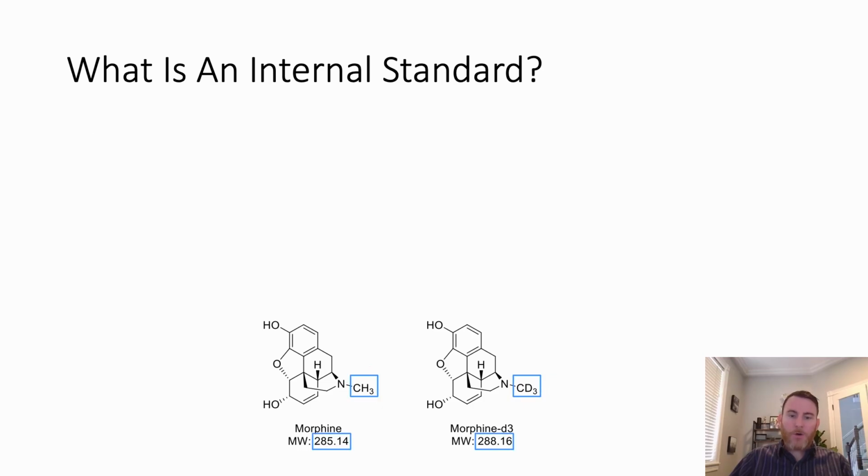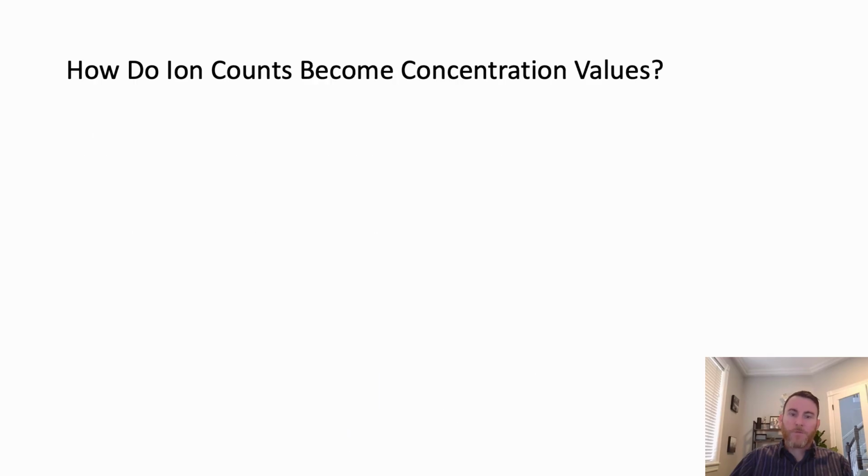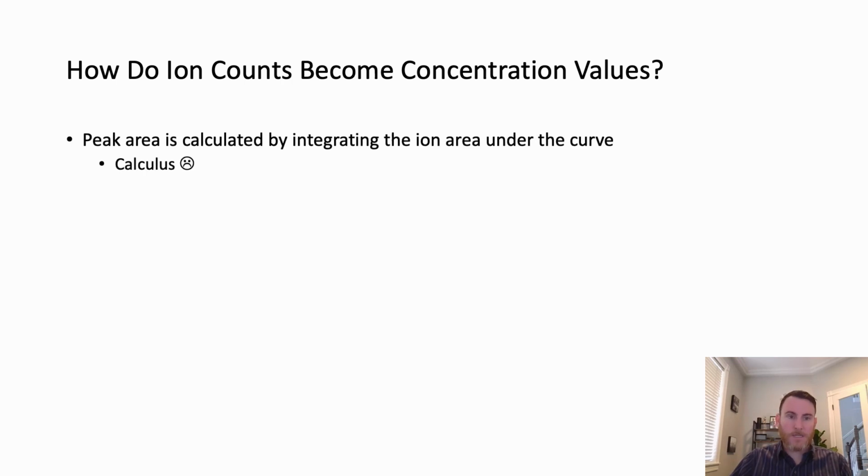So let's talk about when we think about these two different masses, we have to ask the question, how do ion counts become concentration values? How do we translate these ion counts into something that's quantitative? So we end up using that peak area.